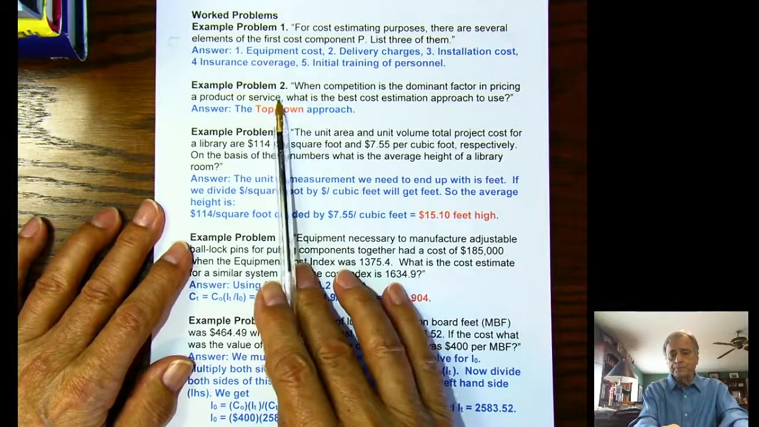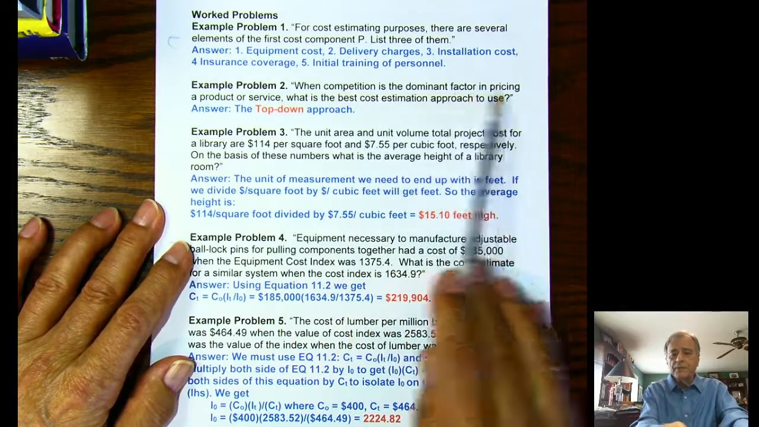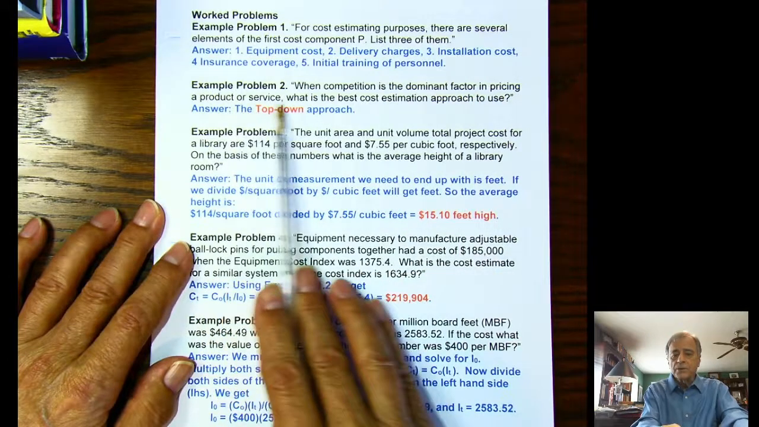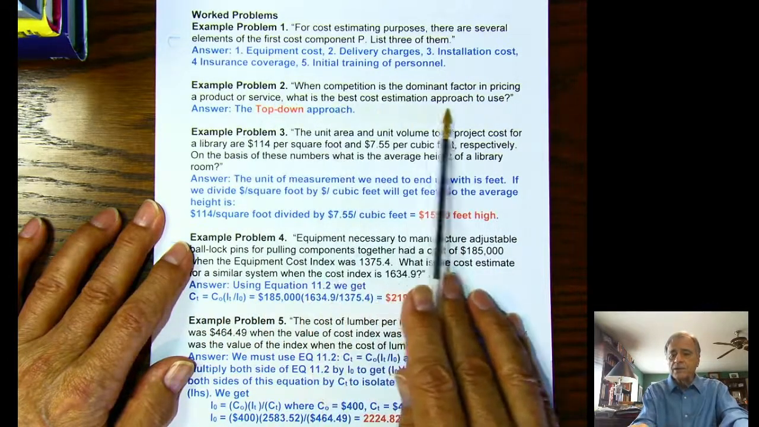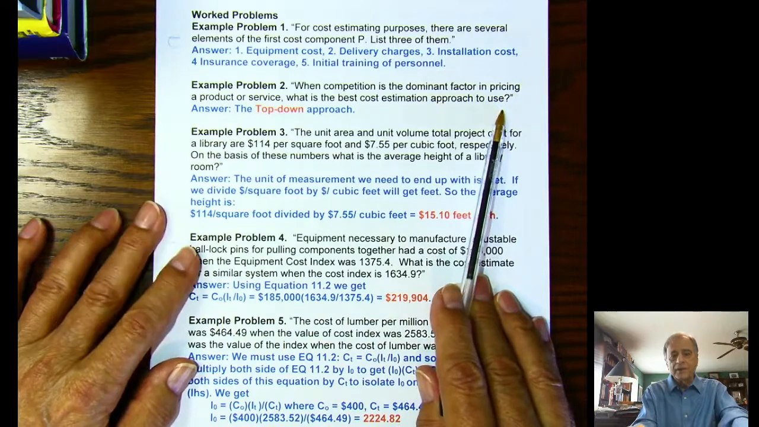Example 2. When the competition is the dominant factor in pricing a product or service, what is the best cost estimating approach? Remember I said, if you know what you have to be able to sell it for, you use the top-down approach, okay?